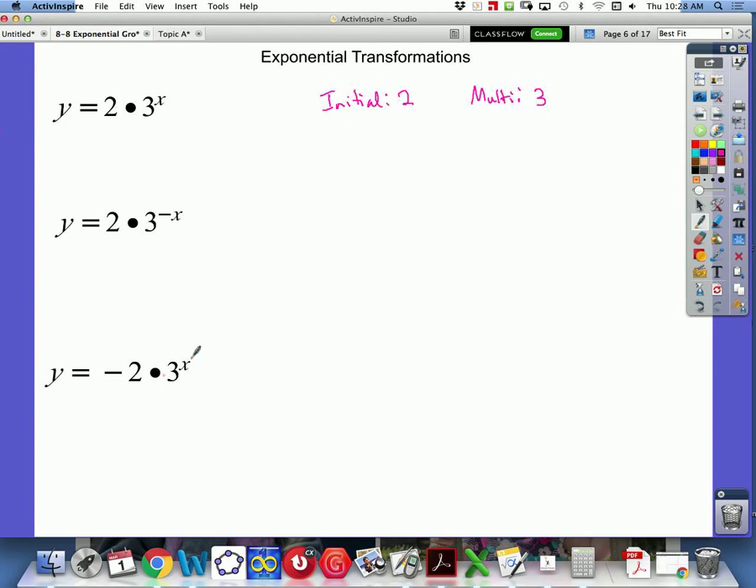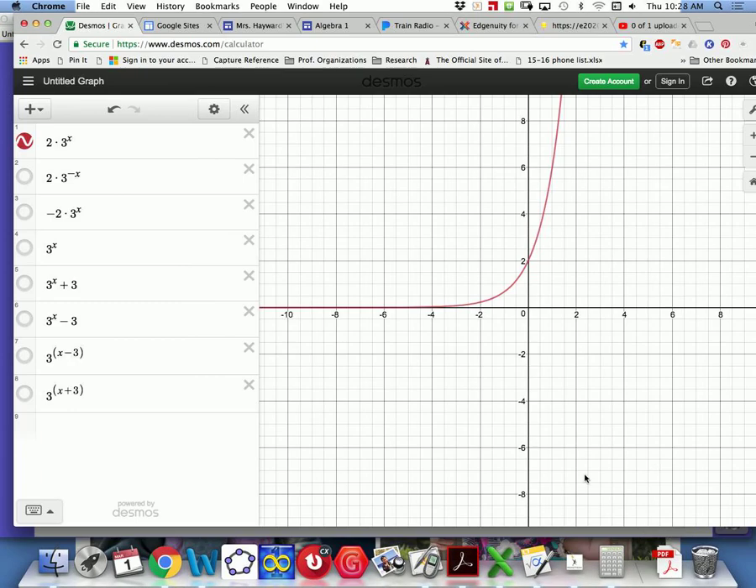Now, with this, I have two different equations. The next equation I have is 2 times 3 to the negative x. So the equations are still the same, but now I'm raising it to a negative exponent instead of a positive. And then the third equation is negative 2 times 3 to the x. So now instead of starting with an initial amount of 2, I'm starting with an initial amount of negative 2. And what we're going to do is look to see how changing these two numbers affects the graph. So to do that, I'm going to go to a great tool I use all the time, Desmos.